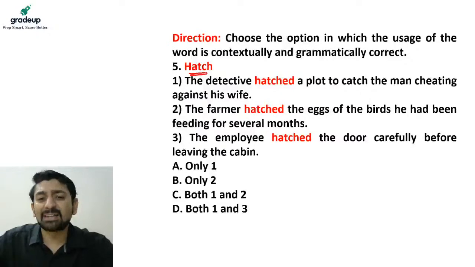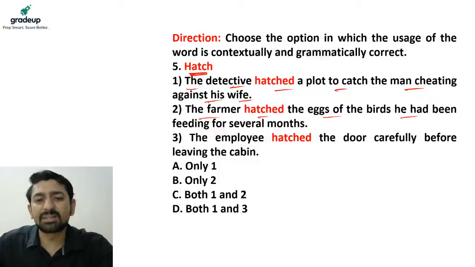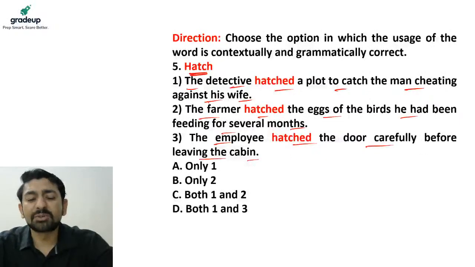The word is hatch. Okay, the first is the detective hatched a plot to catch the man cheating against his wife. Second says the farmer hatched the eggs of the birds he had been feeding for several months. Third says the employee hatched the door carefully before leaving the cabin. Which do you think should be the answer? A, B, C, or D? Only one, only two, both 1 and 2, or both 1 and 3? Give me the answer for this one, guys.